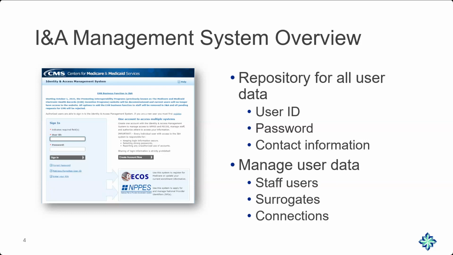As we get further into this, you'll see we'll talk about authorized officials in I&A, and we'll talk about the different user roles. Staff users, surrogates, and connections, allowing individuals that are not the provider to manage their enrollment data on their behalf. That is all managed inside I&A. You have to get that permission before you can access other providers' information.